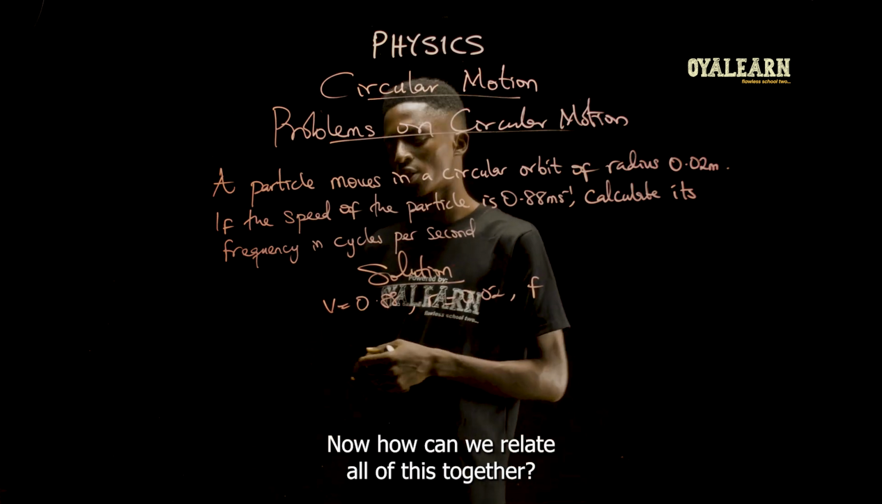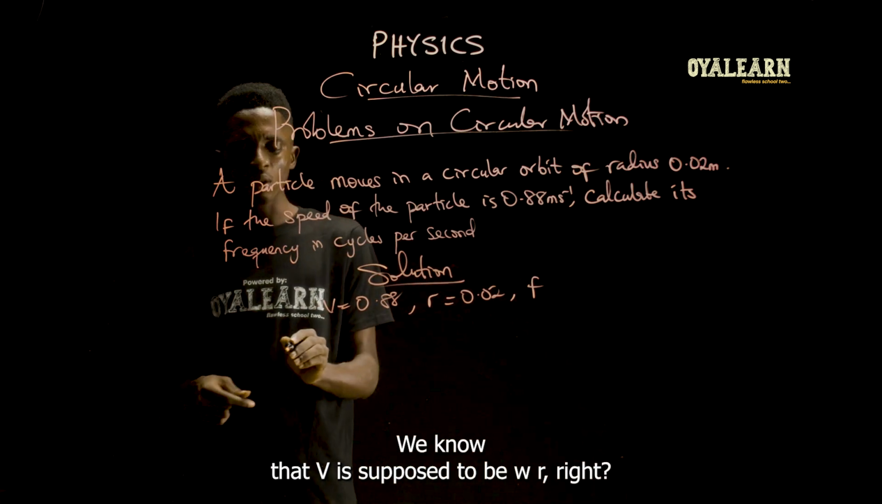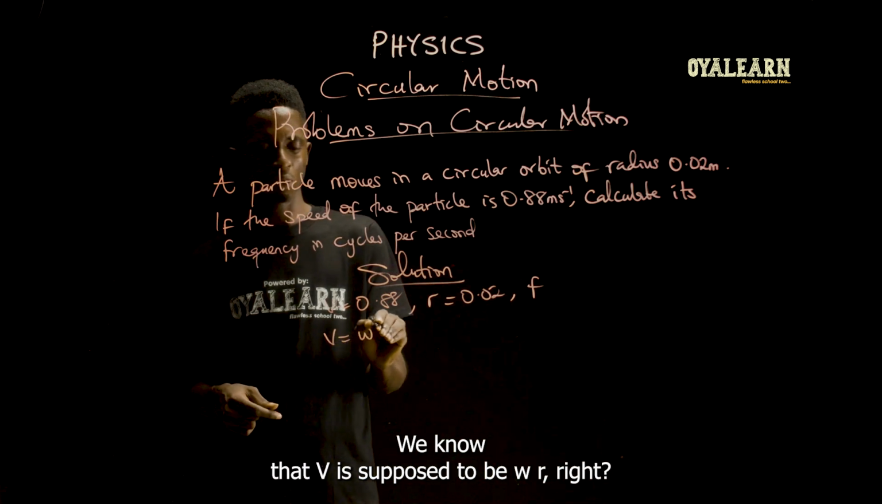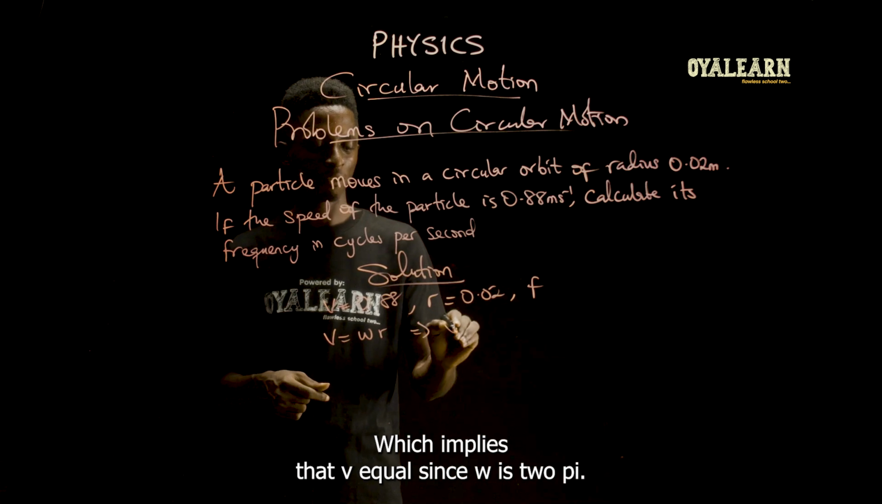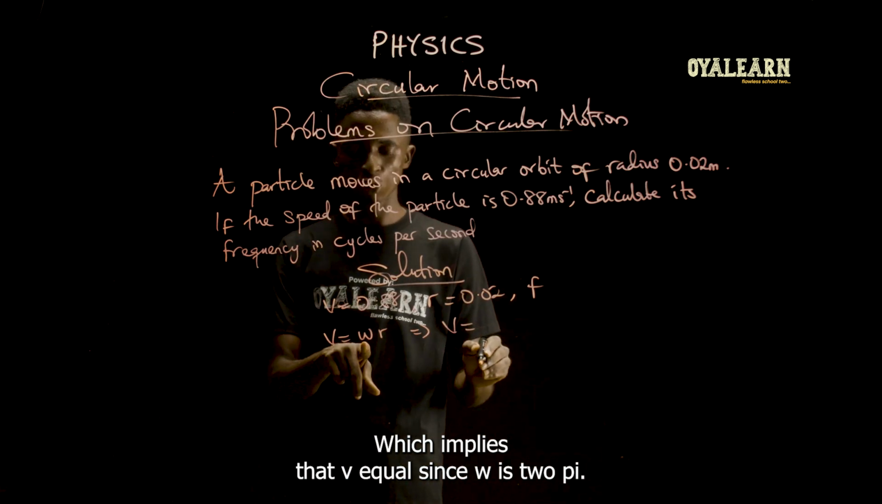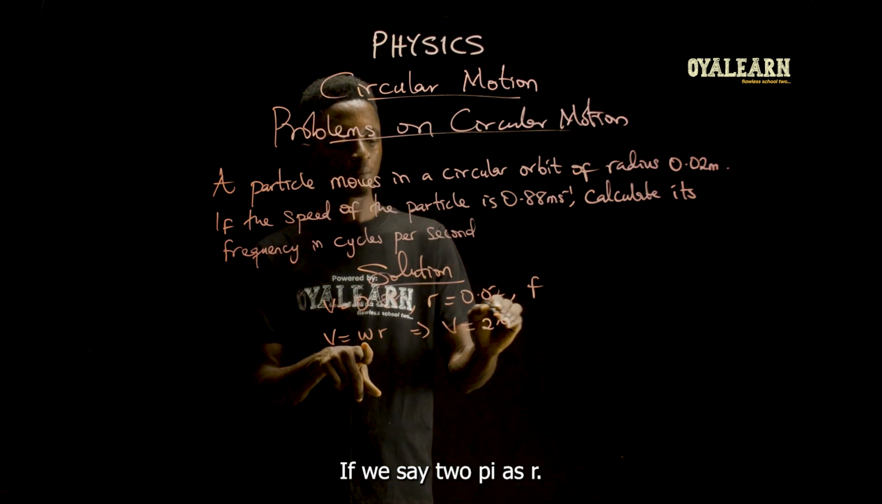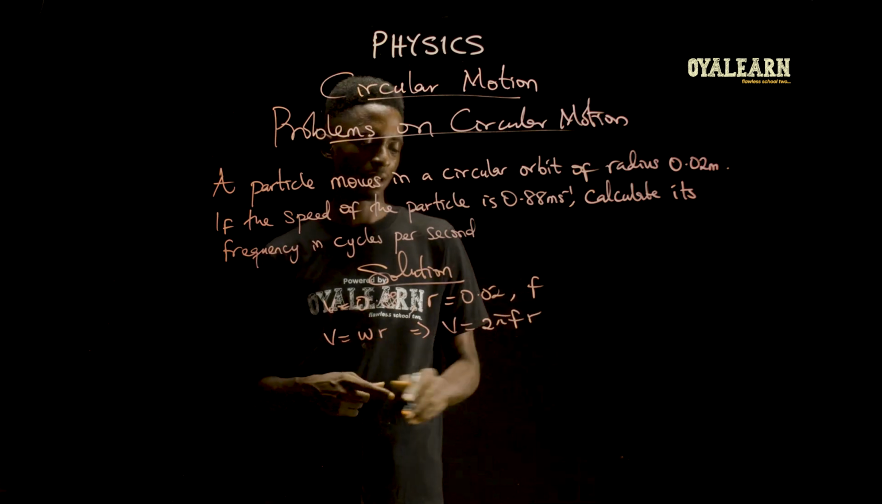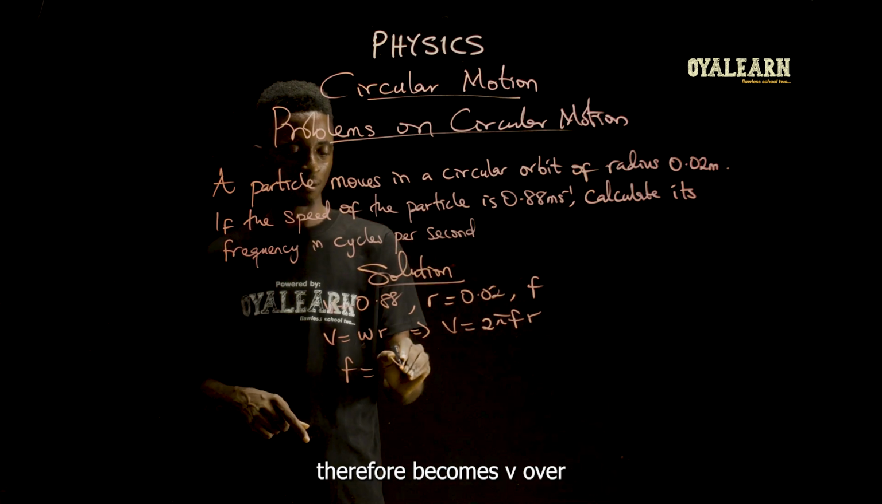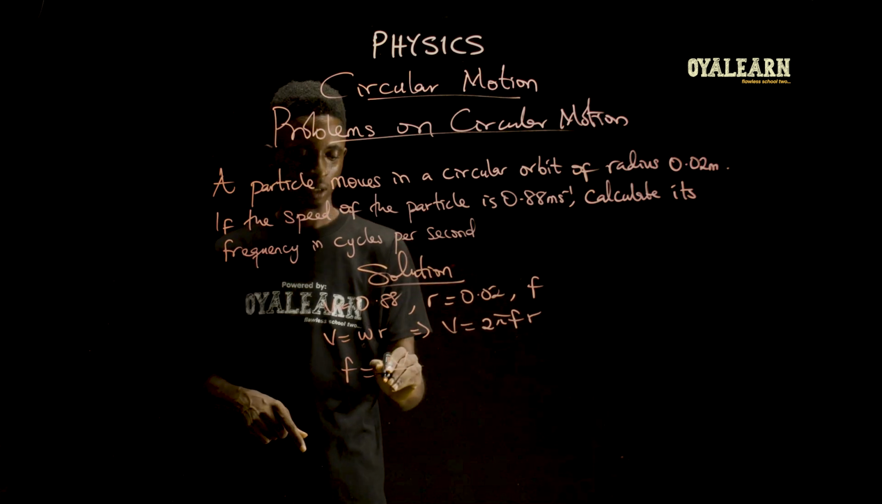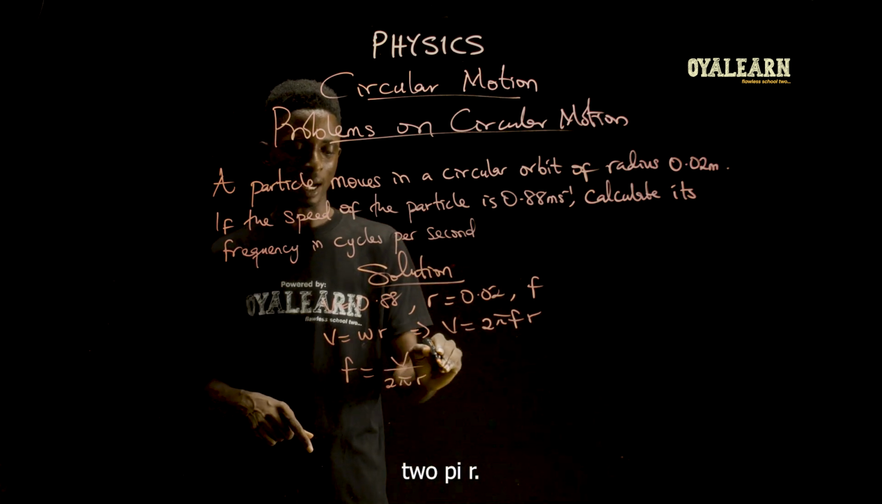Now, how can we relate all of this together? We know that V is supposed to be WR, right? Which implies that V equals, since W is 2 pi F, we say 2 pi FR. So let's find F here. Frequency therefore becomes V over 2 pi R.